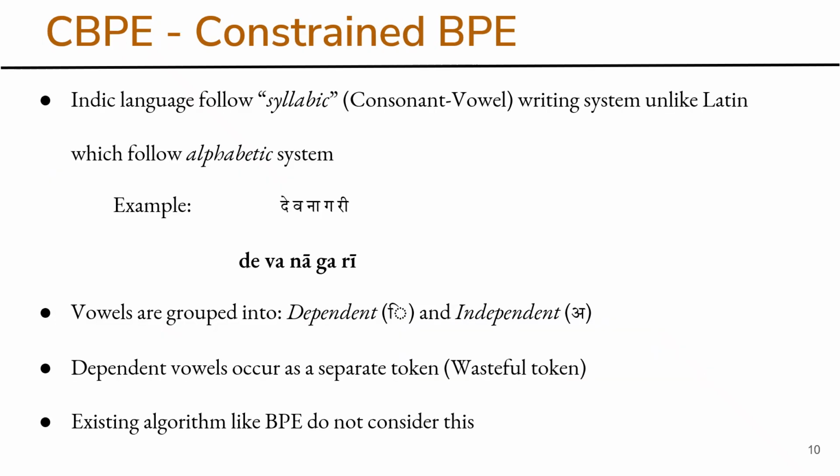In our second approach, that is Constrained BPE, we address the issue of dependent vowels occurring as a single token. As we know, Indic languages follow a syllabic writing system, unlike Latin script, which is alphabetic. The vowels in a syllabic system can be grouped into dependent and independent, where dependent characters occur as a cohesive unit with the preceding consonant in general. However, existing tokenization algorithms do not consider this.